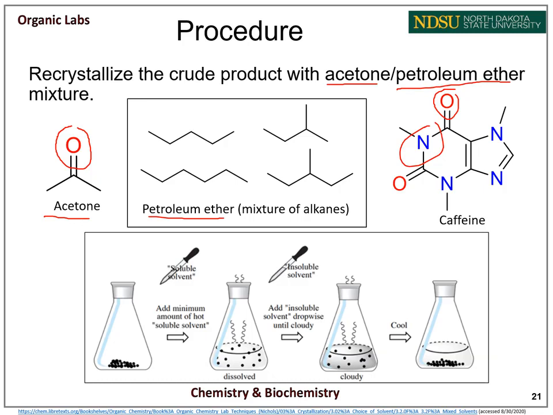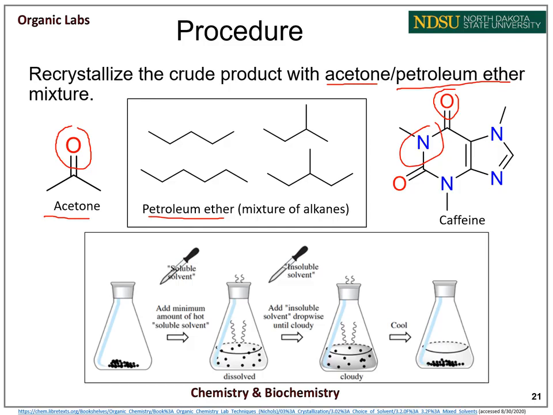To carry out your recrystallization, add the minimum amount of hot acetone to caffeine to make all of the caffeine dissolve. Then add petroleum ether dropwise to your solution until it becomes cloudy. Then cool the flask in an ice bath and wait for crystals to form.